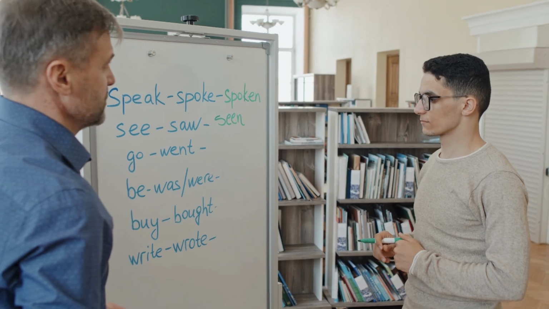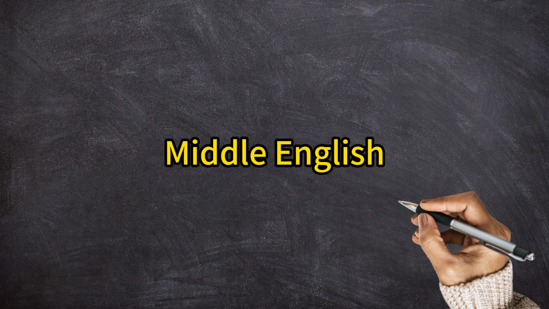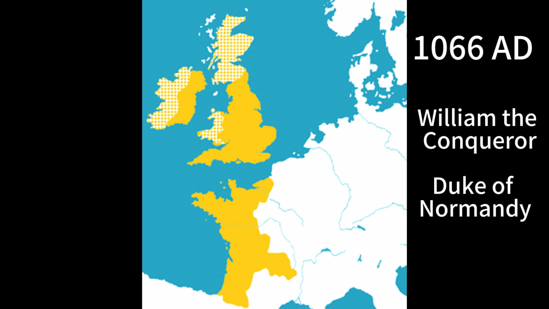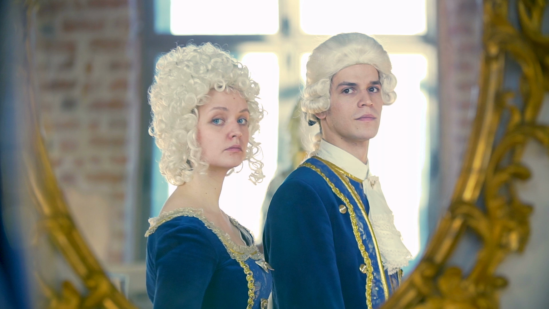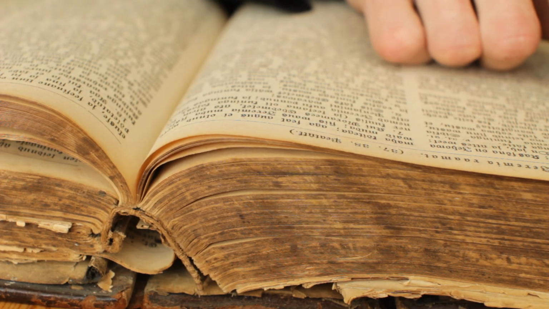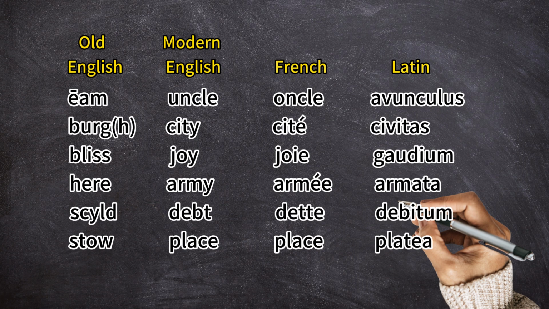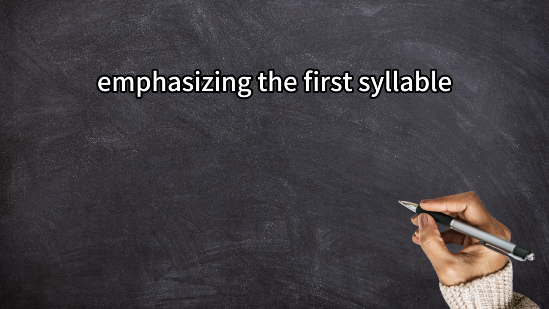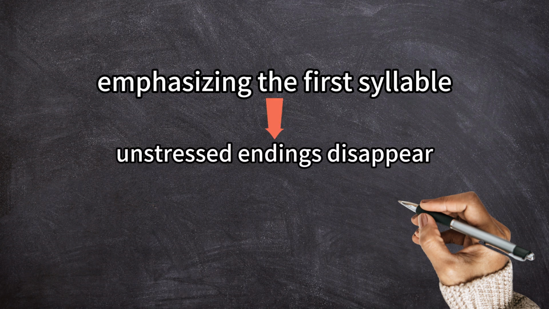But all of this started to change with the arrival of the French. In 1066, William the Conqueror, Duke of Normandy, invaded and conquered England. French became the language of the elite, and over time it deeply influenced English vocabulary and grammar. A huge number of Old English words were replaced with French or Latin equivalents. At the same time, English came into contact with Scandinavian languages too. Its pronunciation system began to shift, especially as English developed a strong stress system, emphasizing the first syllable. This caused unstressed endings to become weaker and often disappear.